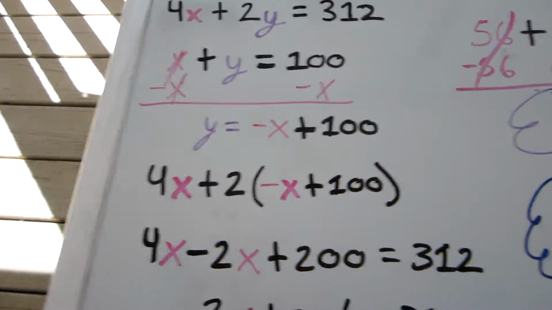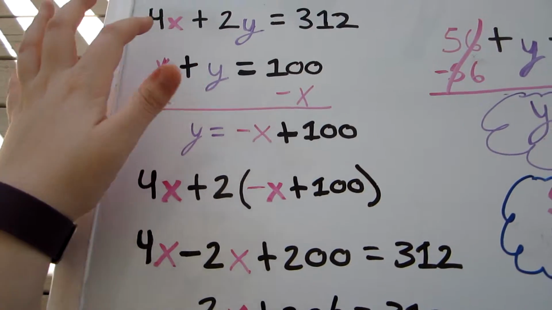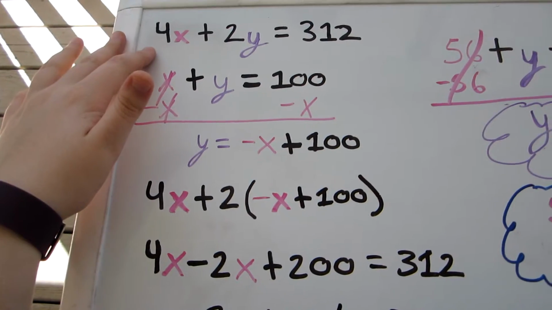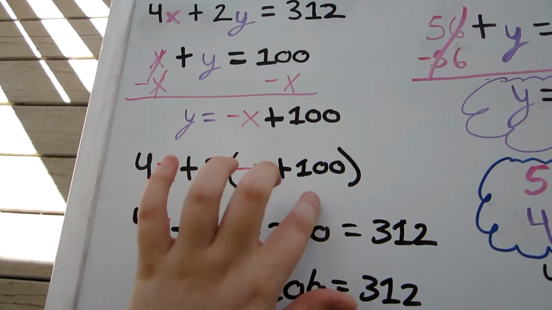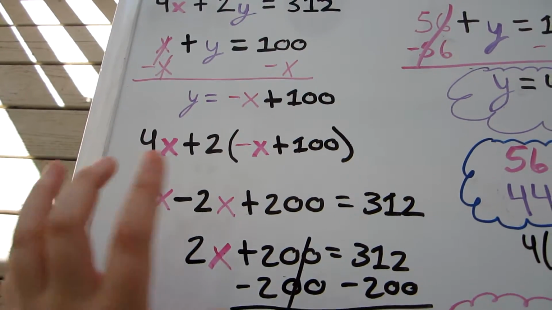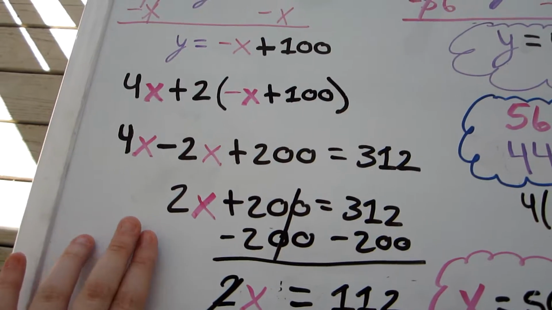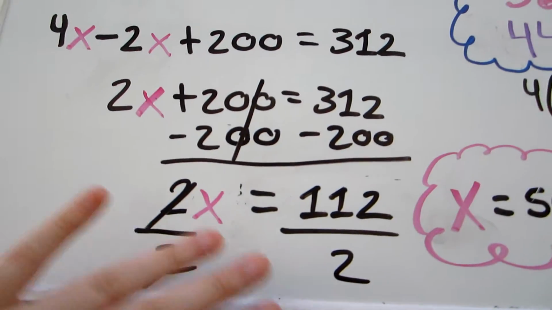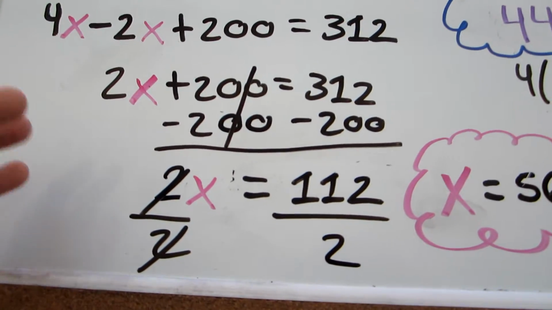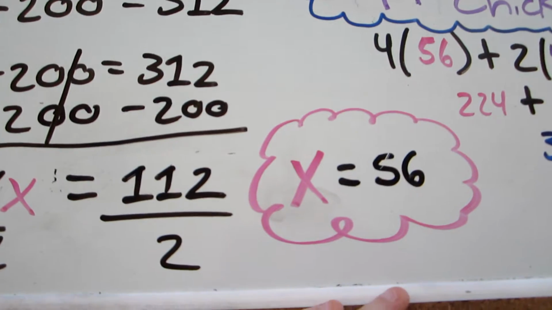And then you'll plug in your new value for y in the above equation, the one that you did not change. So x plus 2 times negative x plus 100 comes out as 4x minus 2x plus 200 equals 312. So that would become 2x plus 200 equals 312, and again subtract 200, and then you're left with 2x equals 112, and then just simply divide by 2 on both sides, and you get x is equivalent to 56.